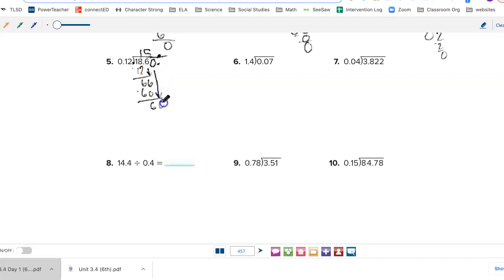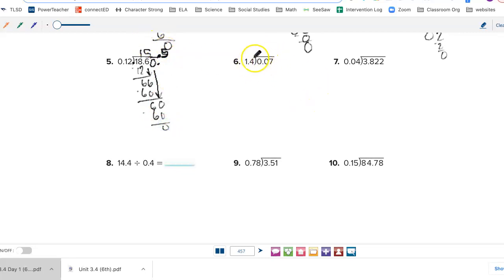Bring down this 0. 12 can go into 60 5 times. And I'm writing that to the right of the new decimal place because I already brought down this 0. 5 times 12 is 60. And I'm done. So 15.5.